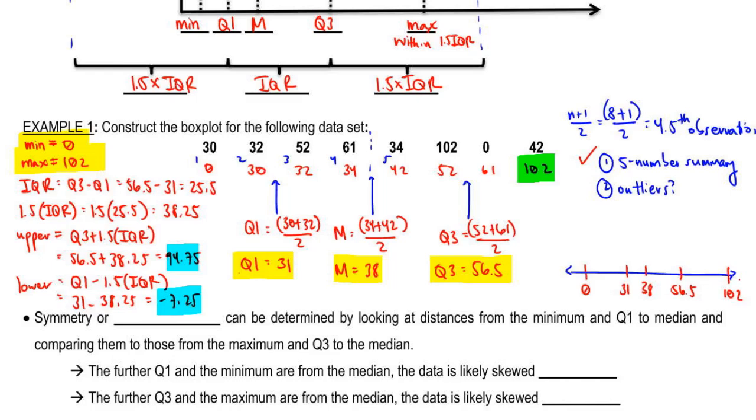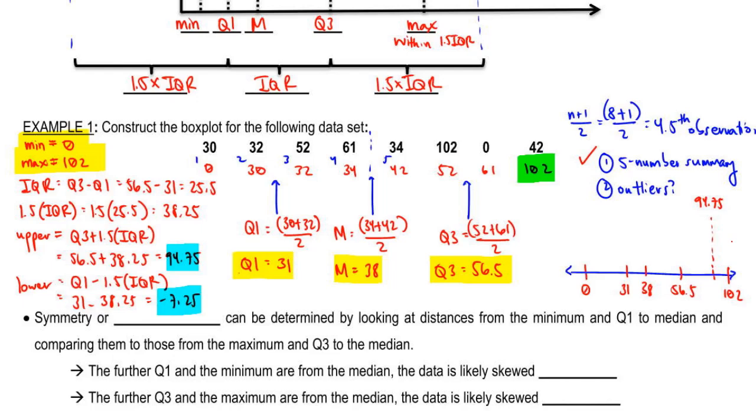However, 102 is going to be considered an outlier. So where does our fence stop? So our fence is going to stop, so this is actually 94.75, right? Because that's where our upper limit is. That's where anything past that, there's going to be an outlier. But what's the highest number that falls within that? That's where we're going to be stopping.